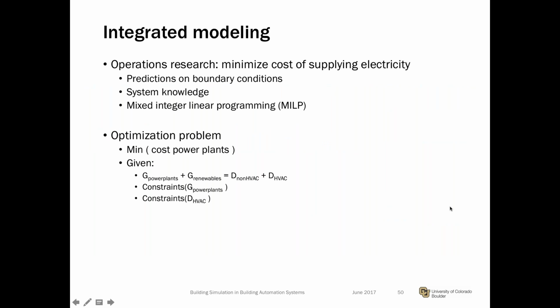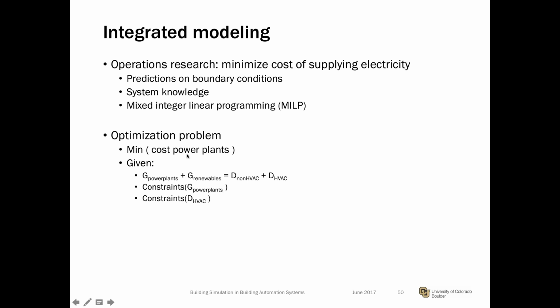So this is a classical operations research problem. We're trying to minimize the cost of supplying electricity, whereas the cost of renewables is considered to be zero from an operational perspective. So we have some predictions on sun and wind, we have system knowledge, and we phrase the problem as a mixed integer linear program.